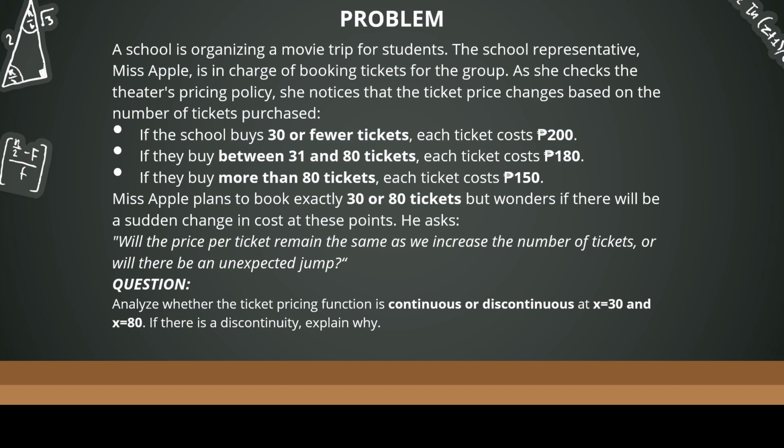She asked, will the price per ticket remain the same as we increase the number of tickets, or will there be an unexpected jump? So our question here is to analyze whether the ticket pricing function is continuous or discontinuous at x equals 30 and x equals 80. If there is a discontinuity, then we will explain why.